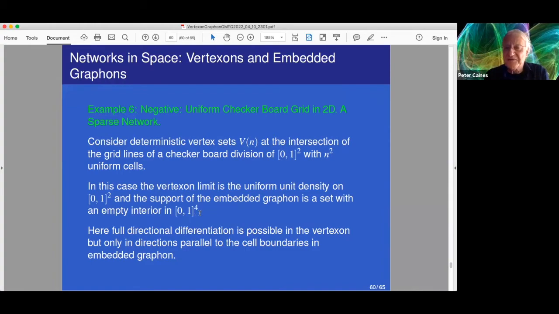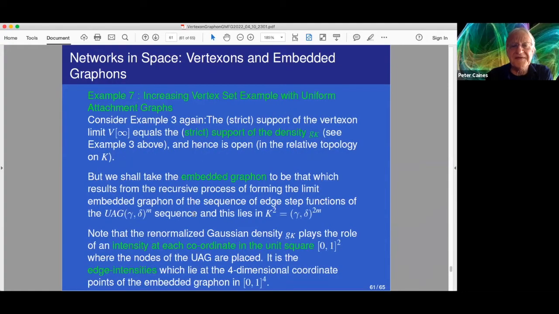However, in 4 space, the embedded graphon will be a set with an empty interior in the 4 cube, which of course vividly communicates the sparseness of the network. So this is really intriguing, because whereas in the vertexon we're going to have open sets in which you can in principle do differentiation, it's meaningful to make a move, that actually is not going to correspond to a move along an edge unless it's in a rectangle in a direction parallel to the cell boundaries. So we're still trying to understand that.